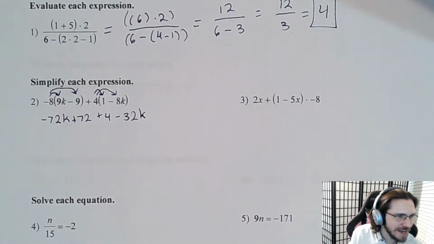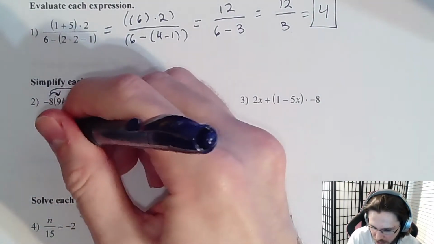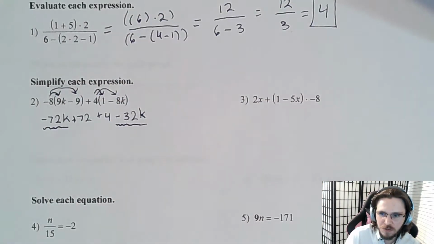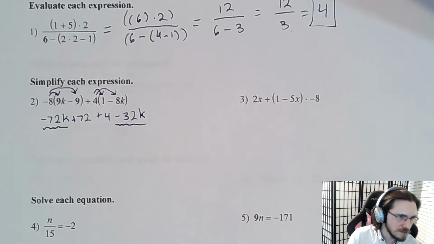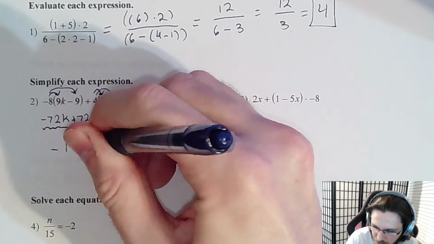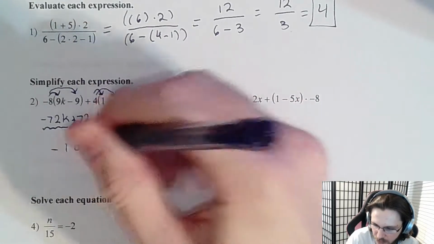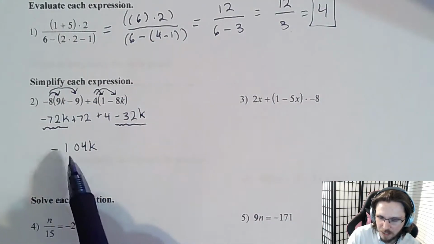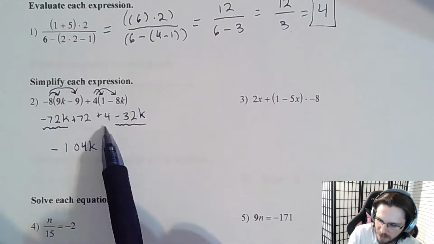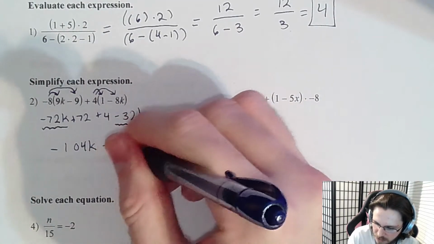Now we've got to add our like terms. We are taking this negative 72 and adding it to negative 32. Use that calculator to do the addition for you, and you'll end up getting negative 104k. I don't know why I had such a big space in between my letters. I apologize. And then 72 and 4 together is 76.